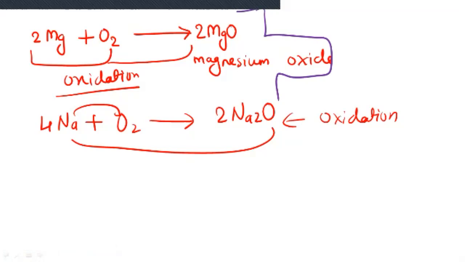So Mg, our magnesium, has a valency of 2. It has a valency of 2 because it has the atomic number of 12. So 2, 8, 2, it has the valency of 2.